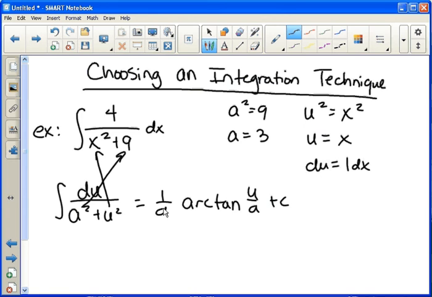Okay, the du doesn't quite match, but we can fix that because it says du should be 1 dx. We have 4 dx, so we need to multiply both sides by 4. That we can do. Coefficients we can fix. So we have to put a 4 in front of the du, which means we need to put a 4 over here. So we actually have 4 over a, so that's 4 over 3, arctangent of u, which is x, over a, which is 3, plus c.